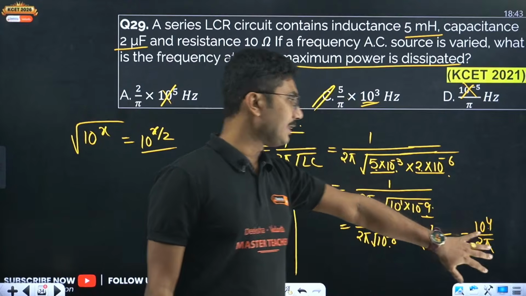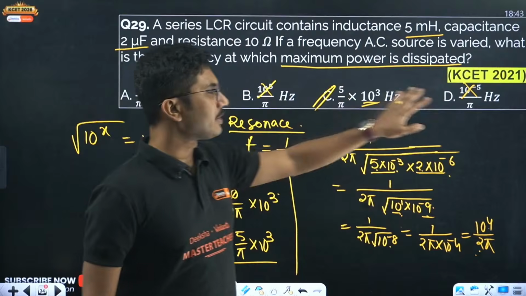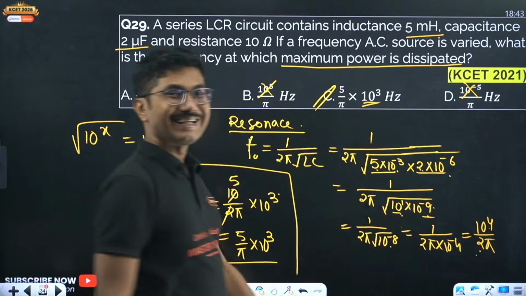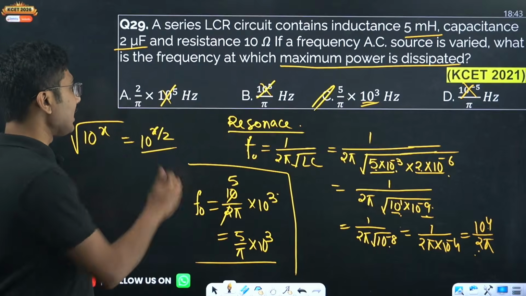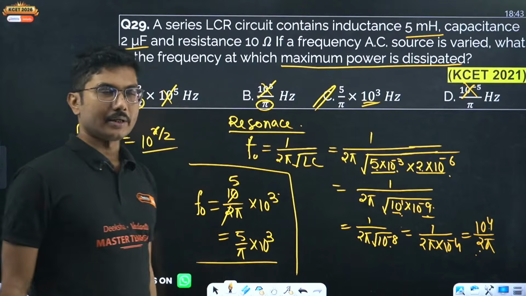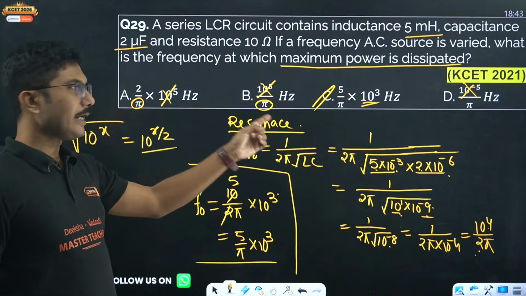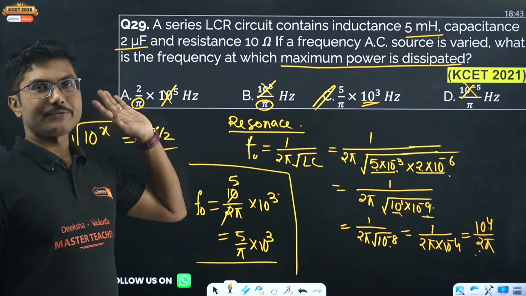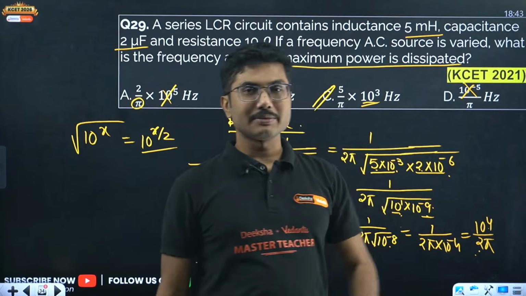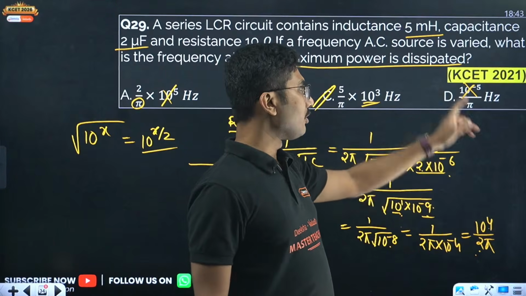Now after reaching here we see that none of the options is matching. So 10 to the power of 4 cannot become 10 to the power of 5 unless there is a division by 10. Division by 10 is not there, so this cannot be correct. 10 to the power of minus 5 cannot be correct because our answer is much bigger than this value, so this will also not be correct.